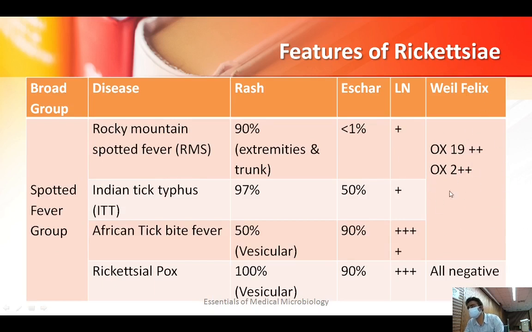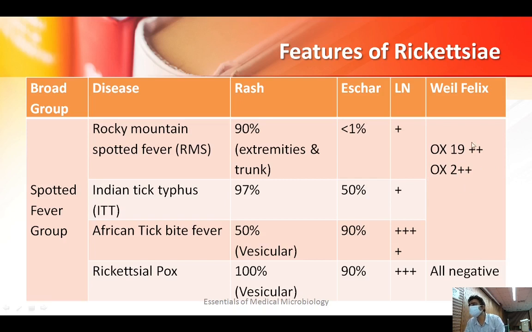We do this test even in our institute, very regularly. It is a very easy test, a kind of latex agglutination test, and it relies on antigenic mimicry. These antigens are present normally in Rickettsia, belonging to the outer membrane protein antigens, and they have a similarity with the Proteus bacteria. The lipopolysaccharide layer in the gram-negative cell wall of Proteus has similarity with this. So from there, we develop these antigens and we test for the antibody in humans.